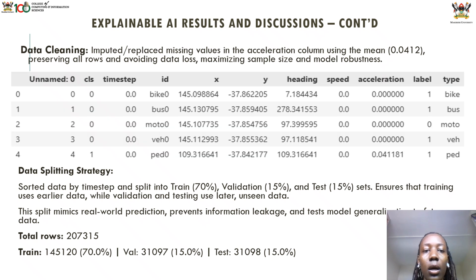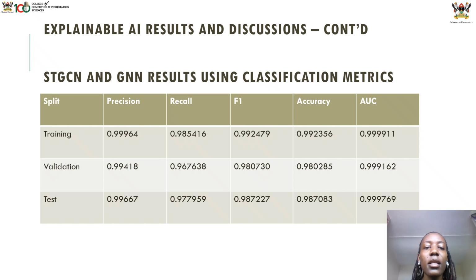We are able to replace or impute all the values of acceleration with the mean in order to preserve our data set and prevent any data losses, because we needed it for better learning of our model. And we split the data into 70% training, 15% validation, and testing was also 15%. Then the results from the STGCN and the GNN are combined both in training, validation, and testing using classification matrices. You can see they are there.